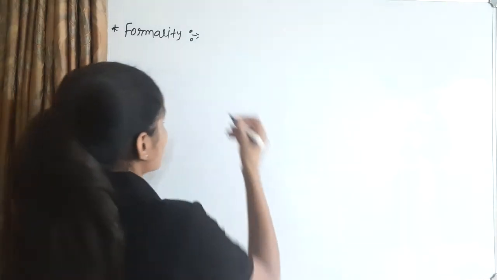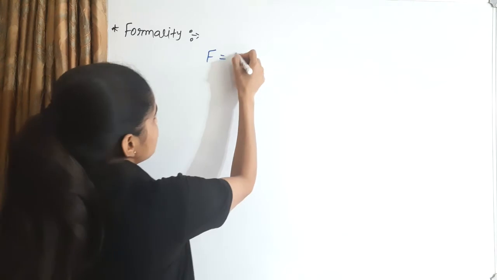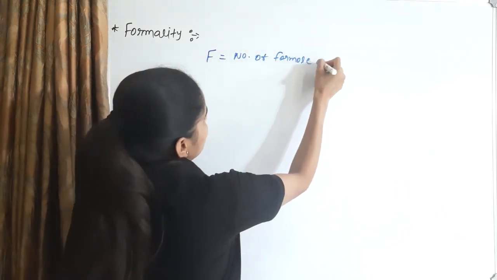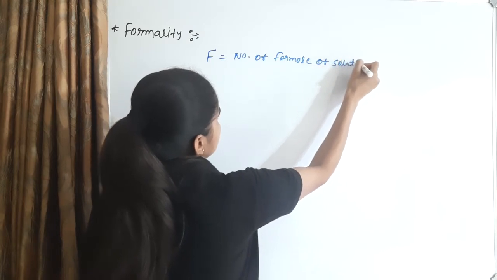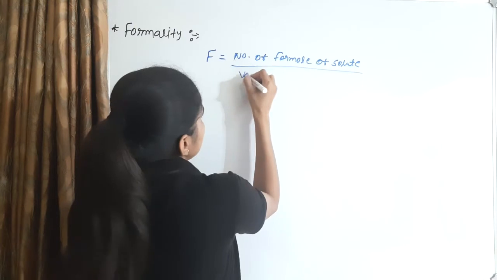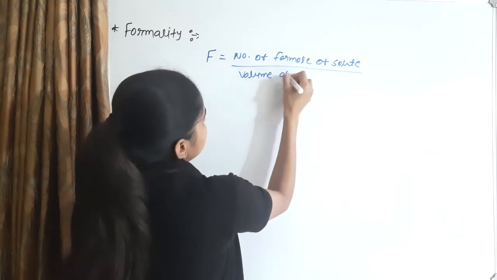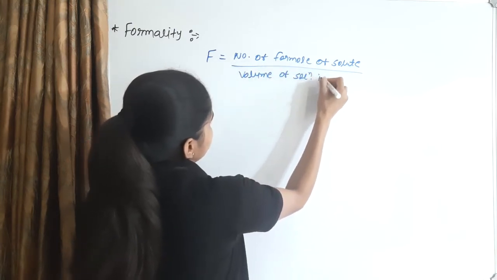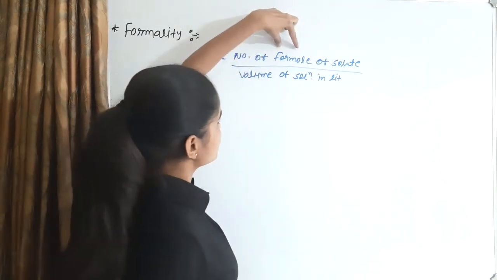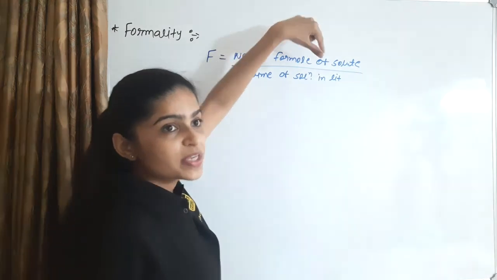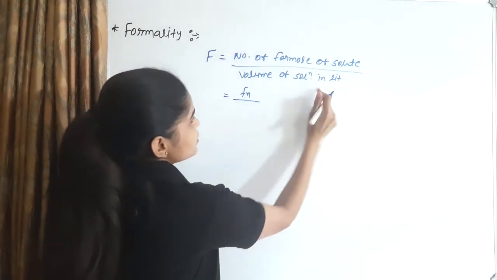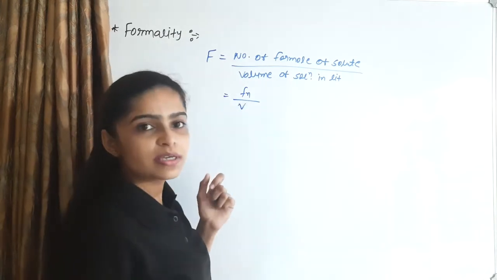So we write that the formality F is equal to the number of formula moles of solute dissolved per liter of solution. So this is the volume of solution in liters. What is the meaning of the formula moles of solute? The formula moles of solute is denoted by Fn, divided by the volume of solution. So this is the V.